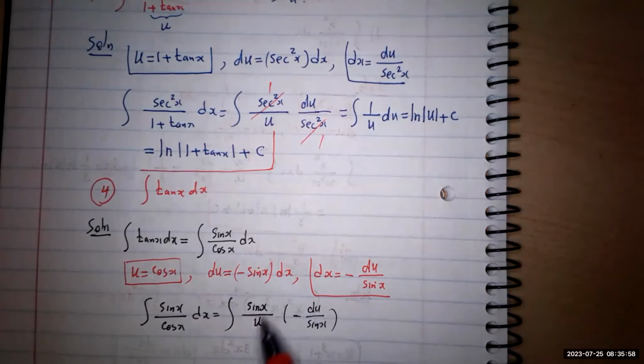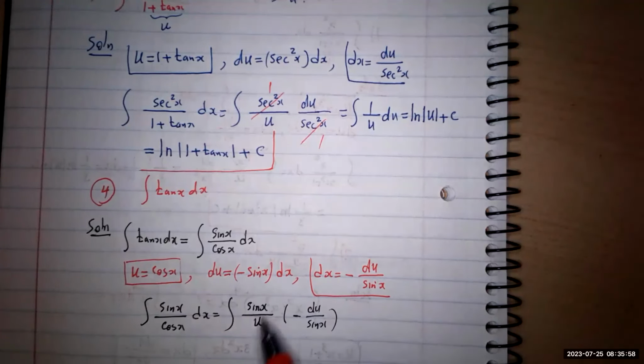This negative sign you can pull out. So it's going to be the integral of 1 over u du. You see? And we know that the integral of 1 over u would be ln u. So it's going to be negative ln of the absolute value of u plus c. But you have to substitute for u. U was cosine x. So it's going to be negative ln of the absolute value of cosine x plus c.